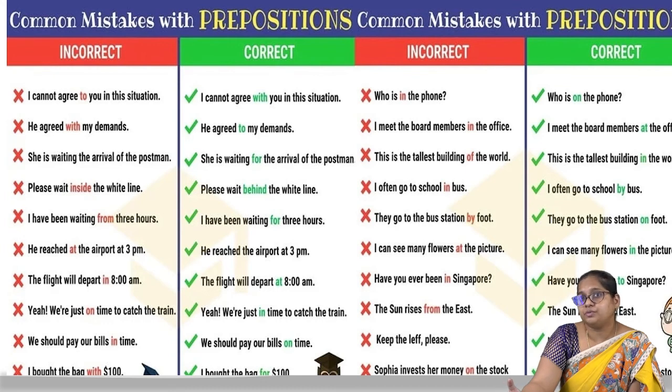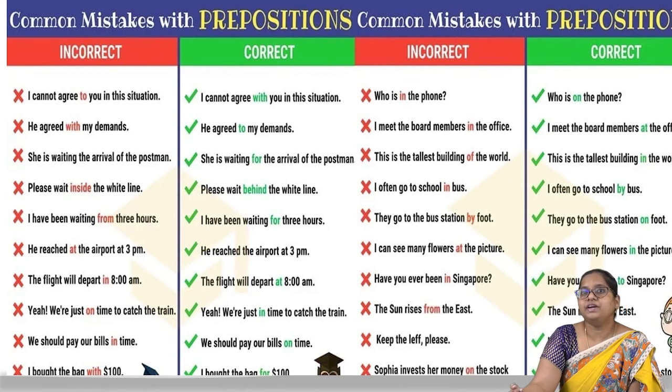Now, finally, I have a few prepositions where you can see correct and wrong. Incorrect prepositions are always used by students. You say, I cannot agree to you in this situation. It's wrong. You have to say, I cannot agree with you. Okay? He agreed with my demands. Now, he agreed to my demands. Who is in the phone is incorrect. Who is on the phone is correct.